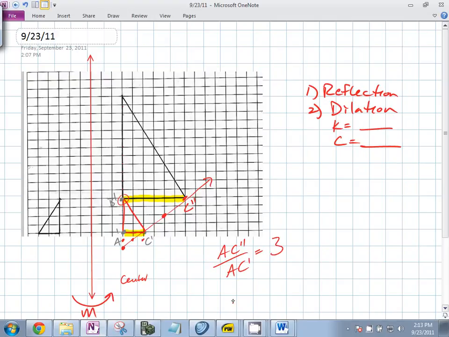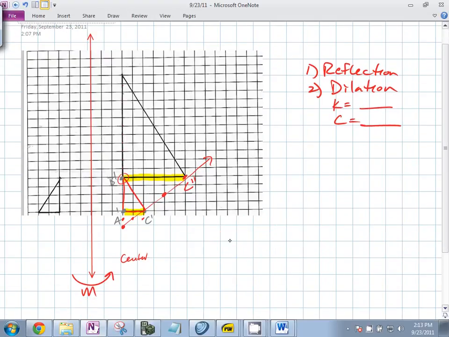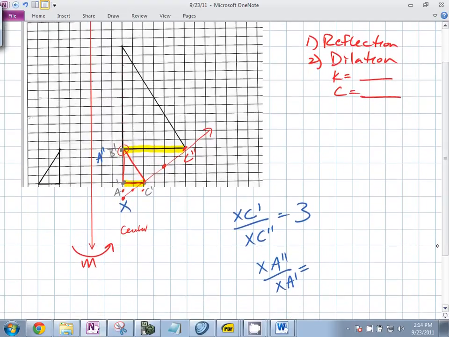And what about AB prime? Sorry, excuse me, that's not A. What do we want to call our center point, this bottom point right here? Let's call it X. X to C double prime over X to C prime is 3. But what about X to A double prime over X to A prime? That's this one right here. What's the distance from here to here? 2. What's the distance from X to A double prime? 4. This is 2 and this is 4, so together it's 6. So it also equals 3. Does that match so far?